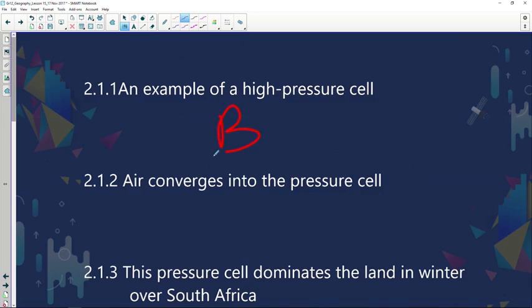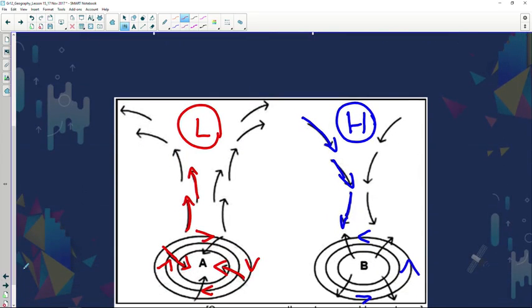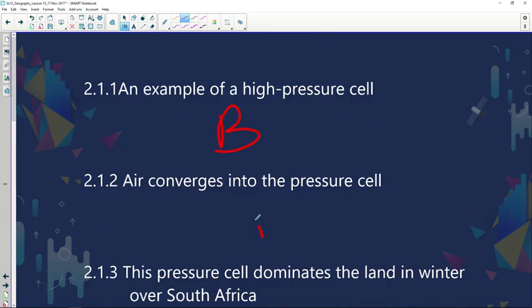2.1.2: the air converges in the pressure cell. If you look at the diagram, convergence is taking place. What does convergence mean? Coming together. So the correct answer will be A.